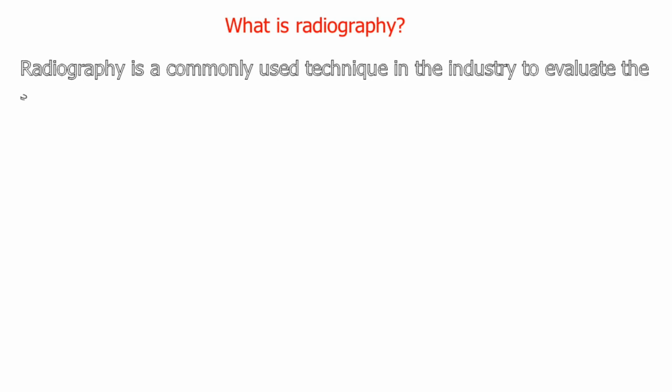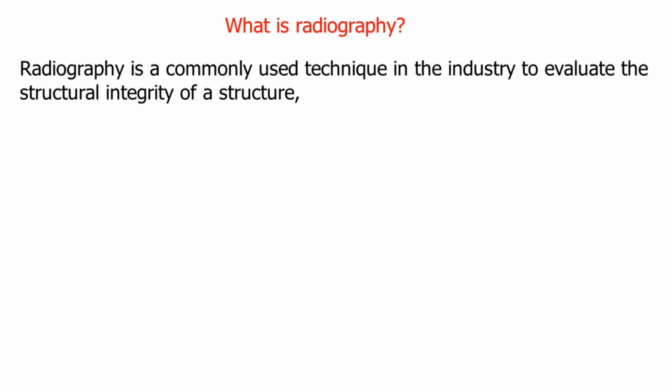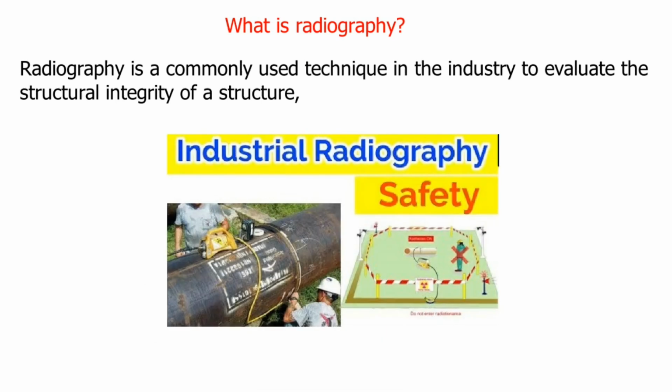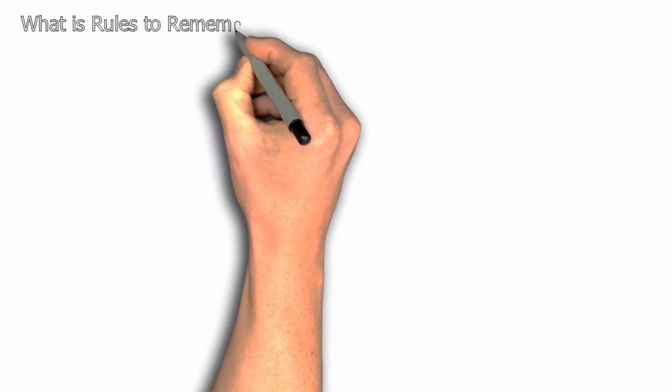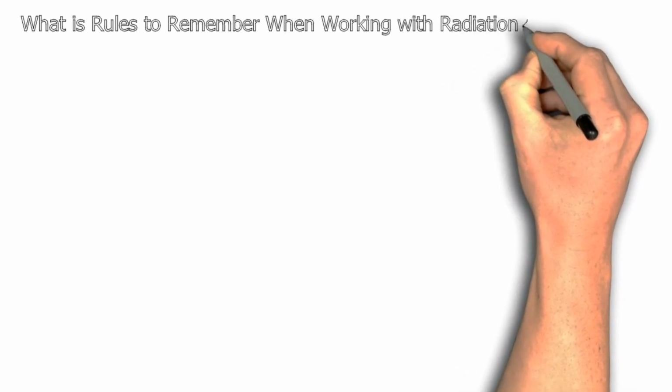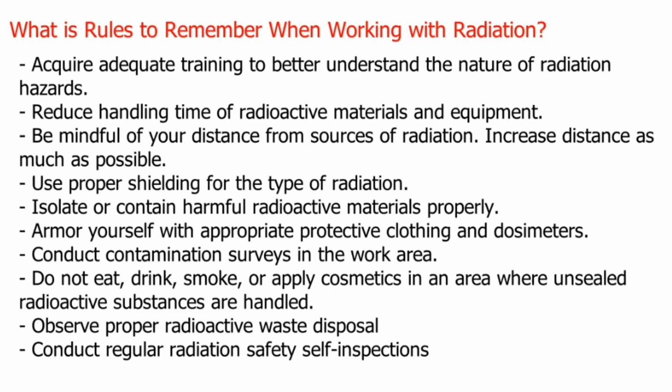What is radiography? Radiography is a commonly used technique in the industry to evaluate the structural integrity of a structure. What are the rules to remember when working with radiation? Acquire adequate training to better understand the nature of radiation hazards. Reduce handling time of radioactive materials and equipment.